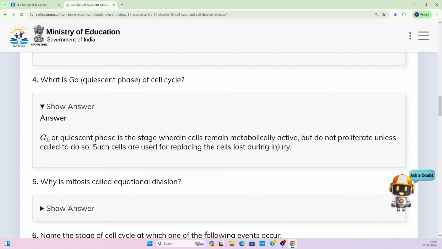Such cells are used for replacing the cells lost during injury. Sometimes some of the cells are lost at the time of injury, so some of the cells divide and they go to the G0 phase. Such cells are used to replace the cells lost during the injury. So this is a very important question.